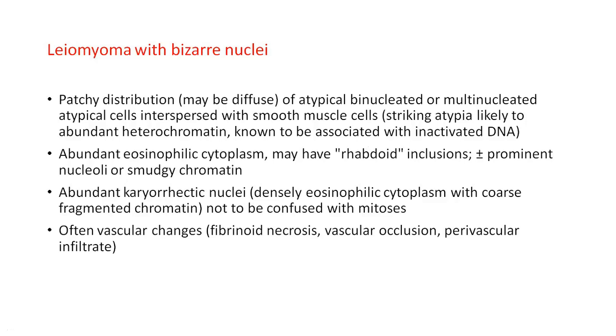The abundant karyorrhectic nuclei can give an appearance such as mitosis, but pay careful attention whether it's a true mitosis or karyorrhectic nuclei. Sometimes they can undergo vascular changes, which include fibrinoid necrosis, vascular occlusion, and perivascular infiltrate as well.